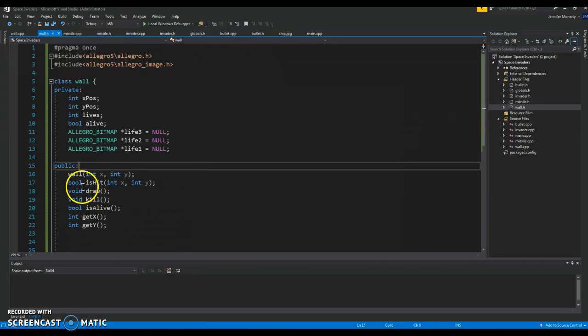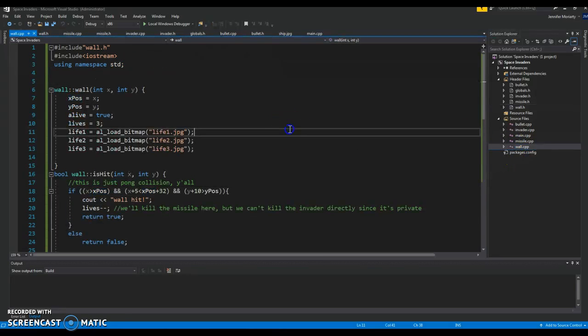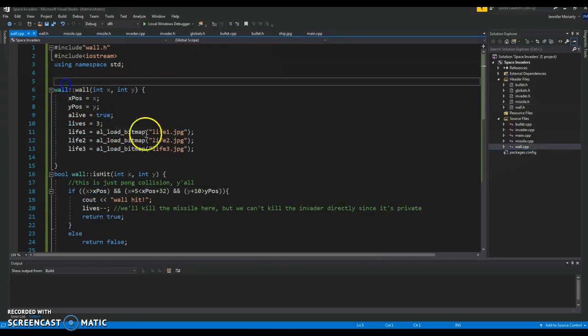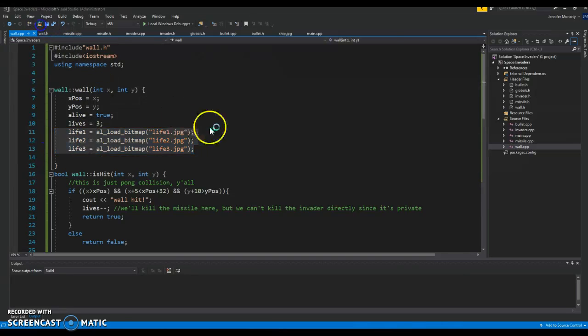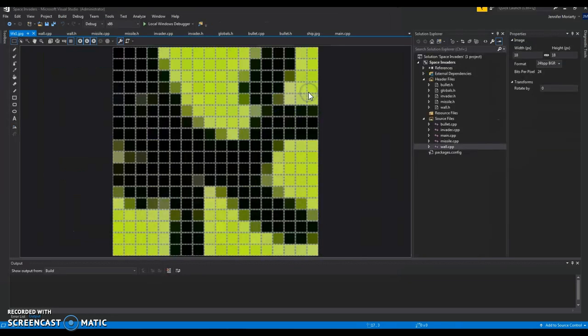We don't have anything that shoots, but we do have an isHit function that's going to let us know whether or not our wall has been hit. Okay, here's our constructor. Remember, constructors are just like initialization functions. Right away, I'm loading these 3 bitmaps. I just drew these myself in Paint. I know they're amazing.